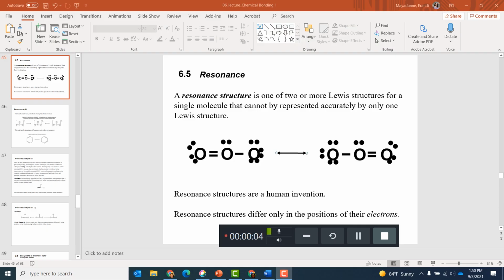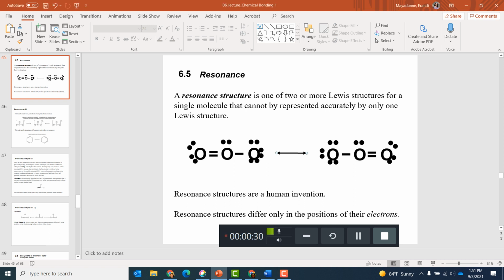This is part 2 of chapter 6, the chemical bonding. So, this is the resonance. What is resonance? Resonance is one compound shown in two different Lewis structures. The difference in these two Lewis structures is only the position of the electrons. The two resonance structures differ only by the position of an electron.